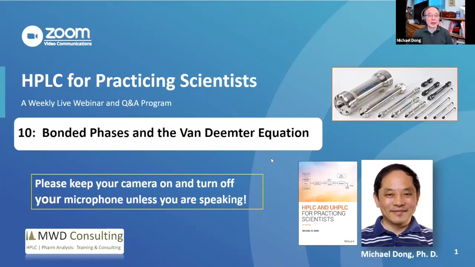Okay, welcome everybody to the 10th session. So this is the second session of the series on the HPLC column, which is the heart of any HPLC system. It provides retention for your analytes and hopefully differential retention, meaning that you have separate retention times, right? This is really important for UV detection for quality control.